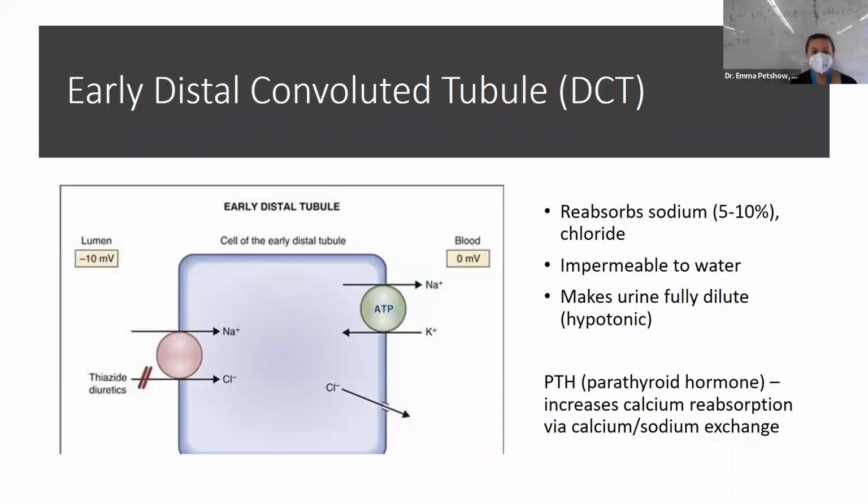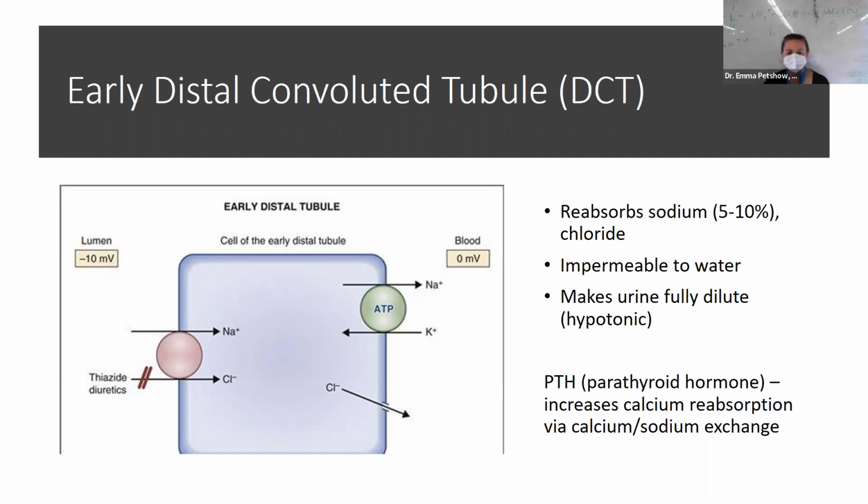Then we get to our distal convoluted tubule, our DCT. This reabsorbs even less sodium. We keep going down. The further we go, the less sodium we reabsorb, because there's less present for us to actually take back in. We've done a good job so far. So we reabsorb sodium here, we reabsorb chloride here. They move together from the lumen. So you can see sodium and chloride can move in the same direction. This is going to be the step that we make our urine fully dilute, hypotonic.